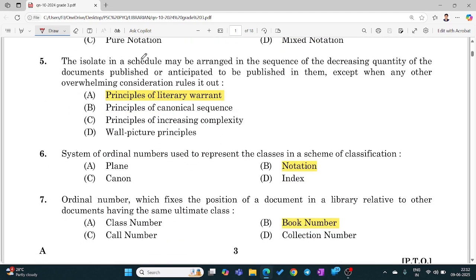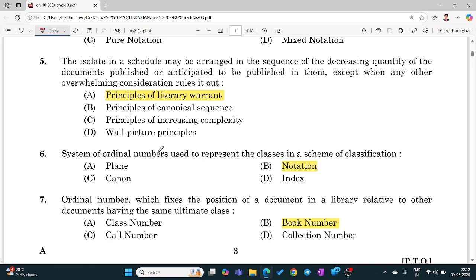The isolates in a schedule may be arranged in the sequence of the decreasing quantity of the documents published or anticipated to be published in them, except when any other overwhelming consideration rules it out. It is called principle of literary warrant.